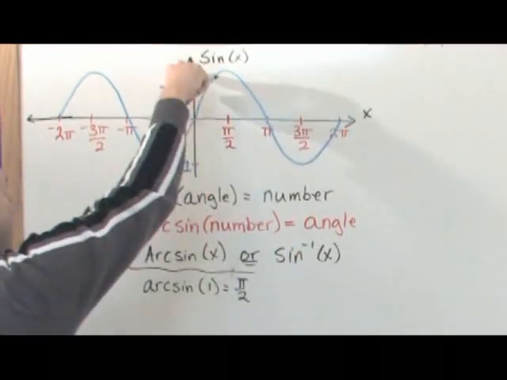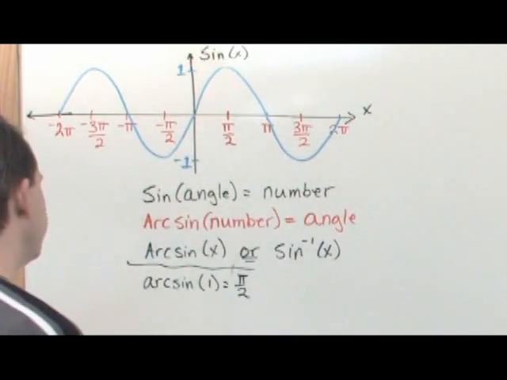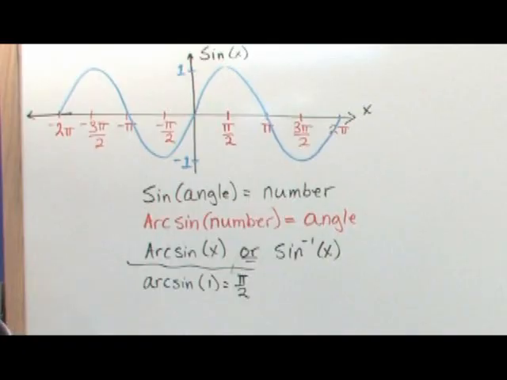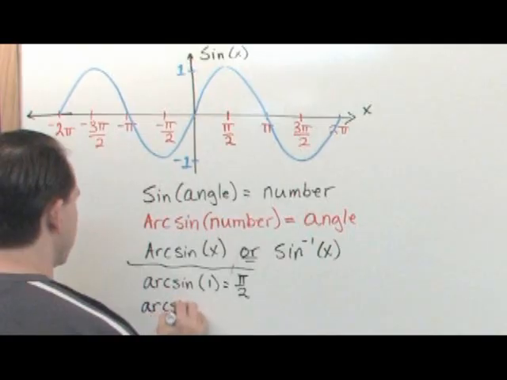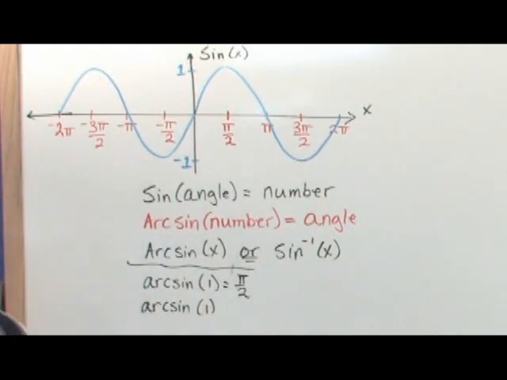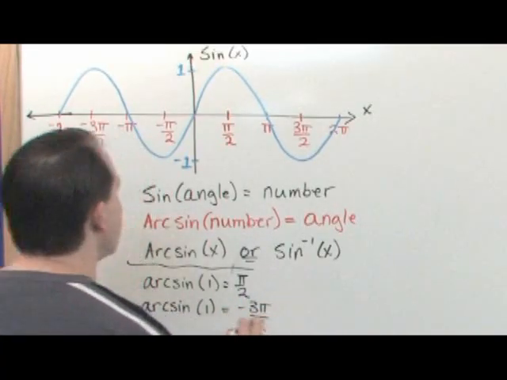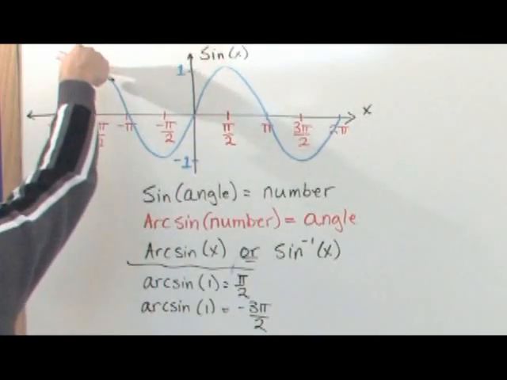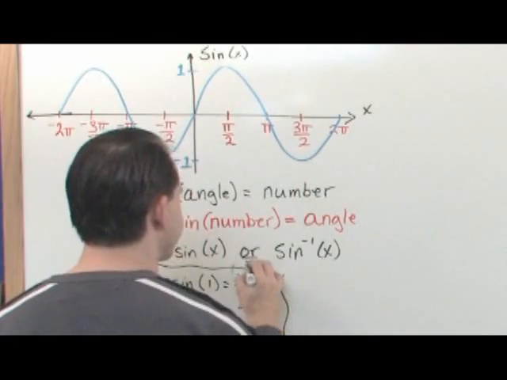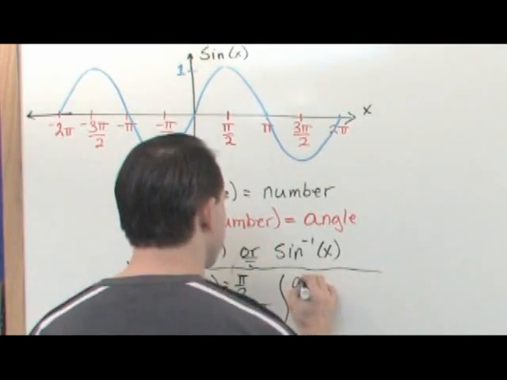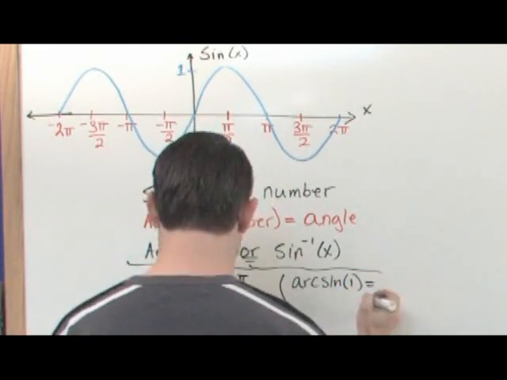Okay? So if I put in the arc sine of positive 1, I'm going to get back the corresponding angle, which is pi over 2. That's what that's telling me. But also notice that if I put in the arc sine of 1, an equally valid angle is negative 3 pi over 2. Because look, if I go over here and map it over here, negative 3 pi over 2 is an equally valid angle. And likewise, if I do the arc sine of 1, I can also get back 5 pi over 2.